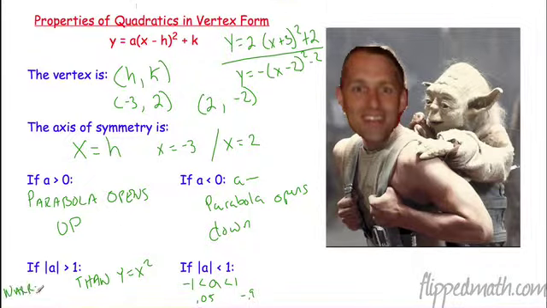It's narrower. See, it's kind of counterintuitive. You'd think as it gets bigger, it would open up much bigger, but it's not. As it gets bigger, it actually gets narrower. When the absolute value is less than 1, that's when it is wider than the parent function of y equals x squared. All right, I hope that makes sense.